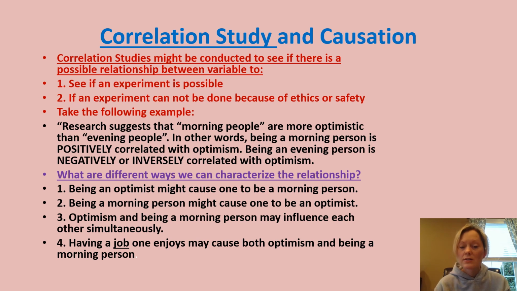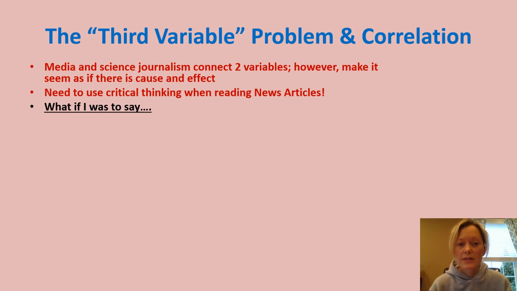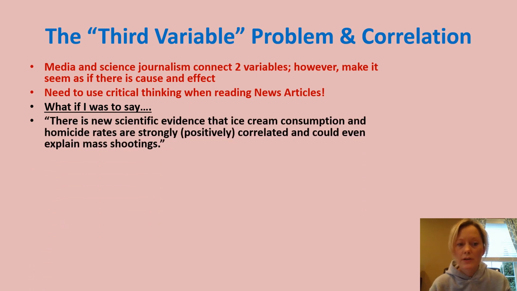But we can use correlations if there's some kind of study that we can't do as an experiment. So let's take this for instance. This was actually in an article in the news at one point: there's new scientific evidence that ice cream consumption and homicide rates are strongly correlated and even explain mass shootings. Now, how would that actually be? Ice cream consumption and mass shootings or crime. That's actually something that is correlated.